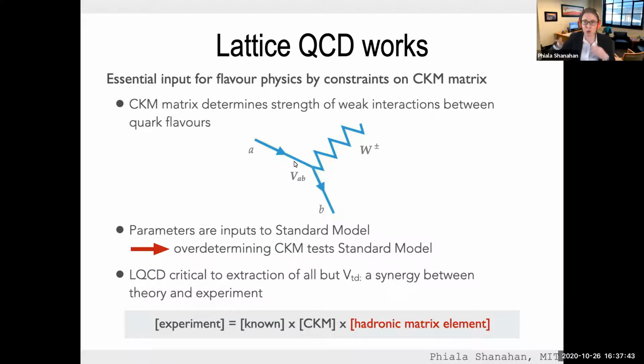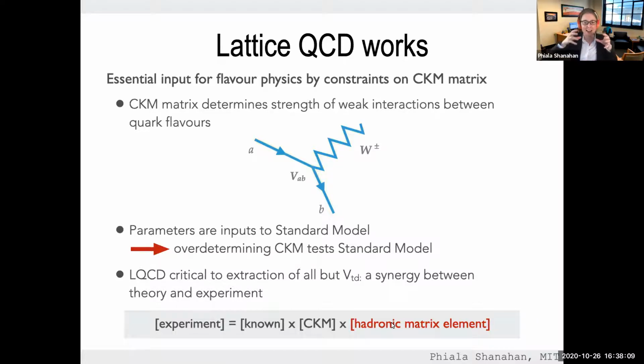These parameters are inputs to the standard model. So of course, over-determining them gives you a test of the standard model. And lattice calculations are critical to the extraction of all of these except for VTD. And so there's a real synergy between theory and experiment. What you measure in experiment gives you some known factors times the CKM matrix elements times what you can calculate in lattice QCD, which is the relevant hadronic matrix element.